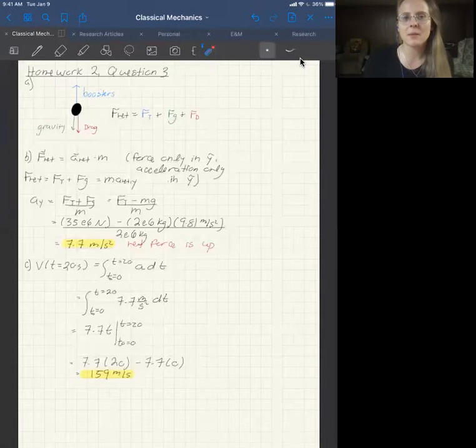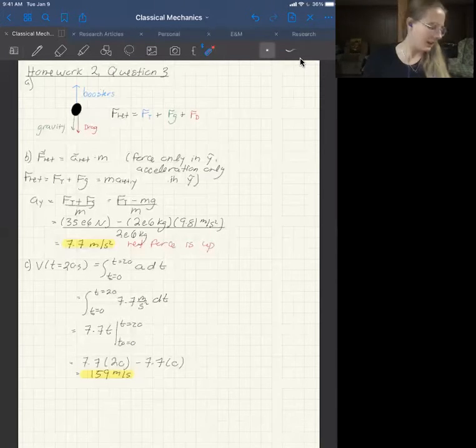So part A of this problem wants us to draw a force diagram for a rocket after launch. In this scenario, we're going to assume that its boosters are still providing thrust, therefore a force. And if we make that assumption, then we have three separate forces acting on our rocket.